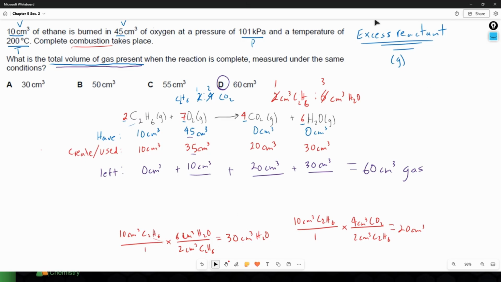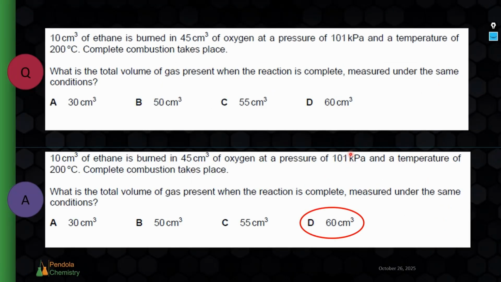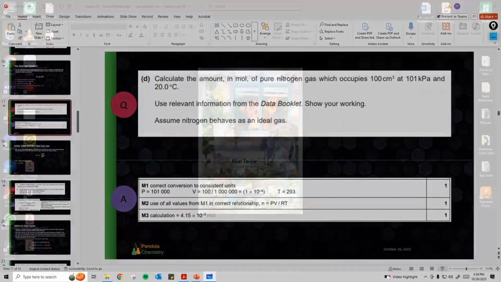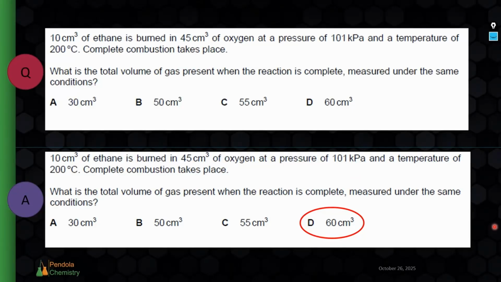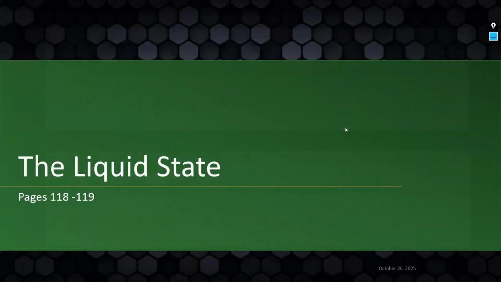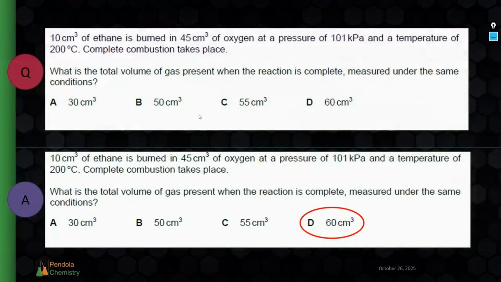All right. Well, I think that is it for this section. We are going to look at the liquid state in the next video. But for gases, this is all you need to do, and it does require a lot of mathematics. So my recommendation is go out there, practice, practice, practice, look for past paper questions, and try to do these problems with the ideal gas equation and these ratio problems with the volume. I'll see you all in the next video.